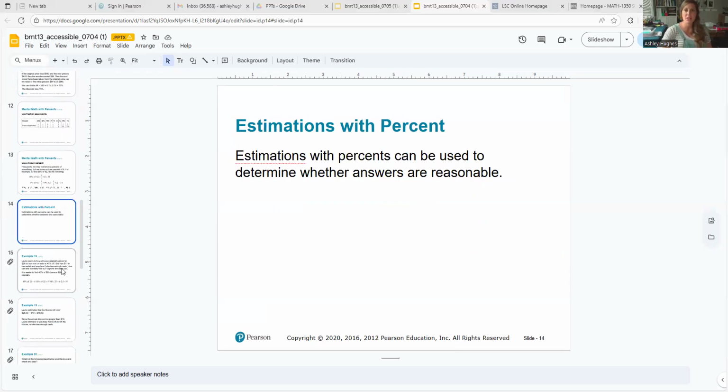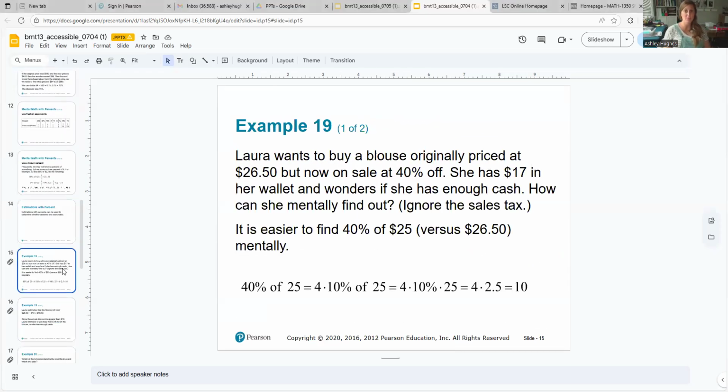Laura went to buy a blouse. The price was $26.50, but now it's on sale for 40% off. She has $17 in her wallet. Does she have enough cash? So it's easier to find 40% of $25 versus $26.50. So 40% of 25 is 4 times 10%. This is where I extended the 10% trick. So 10% of 25 is 2.5. And then you multiply it by 4. That would be $10.